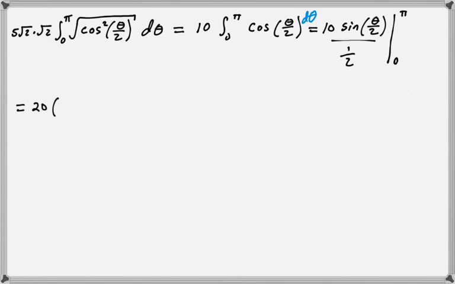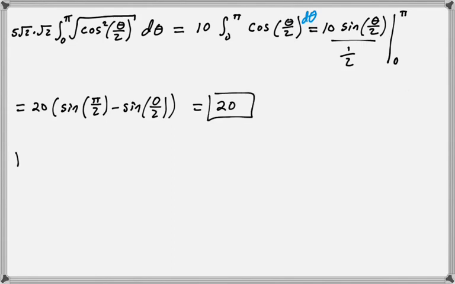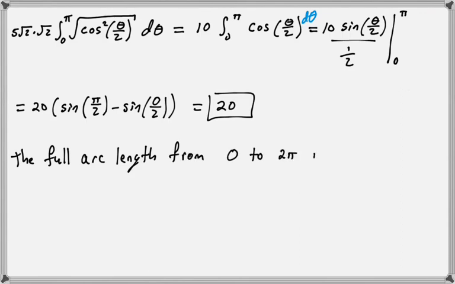It's going to give us 20 times the quantity sine of pi over 2 minus the sine of 0 over 2. And so that's going to give us an arc length of 20. If you want to find the entire arc length here, just double it. And so the full arc length from 0 to 2 pi is going to be 40.